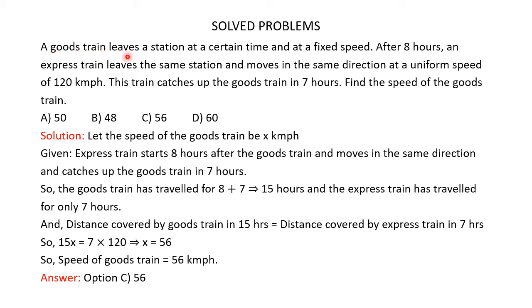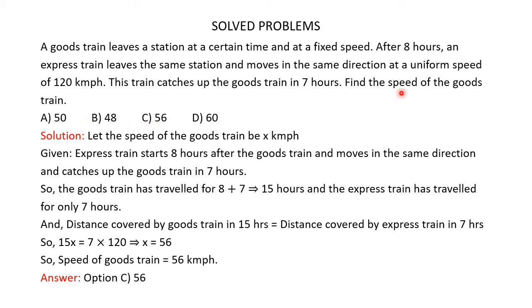A goods train leaves a station at a certain time and at a fixed speed. After 8 hours, an express train leaves the same station and moves in the same direction at a uniform speed of 120 kilometers per hour. This express train catches up the goods train in 7 hours. Find the speed of the goods train. Here you are given 4 options and you have to find out which of these options is the correct one.